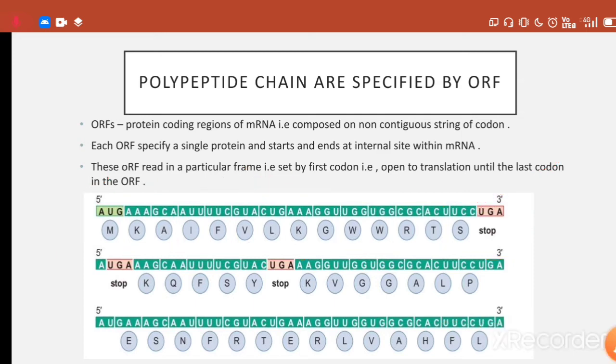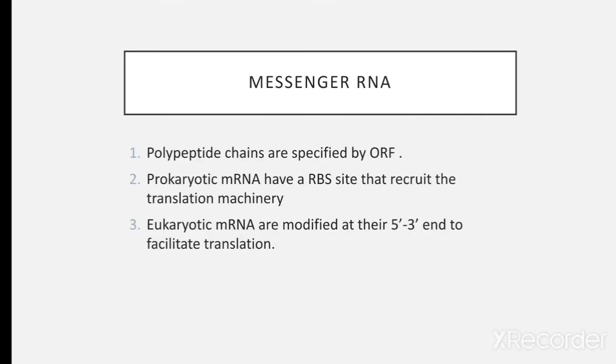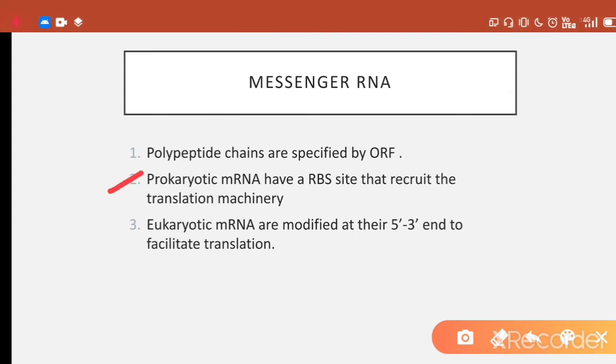So this was how the polypeptide chain is specified by an open reading frame. Now come to our second point, that is prokaryotic mRNA have a ribosome binding site that recruits the translation machinery. So let us understand about this RBS, which stands for ribosome binding site, and how it recruits the translation machinery to the prokaryotic mRNA.